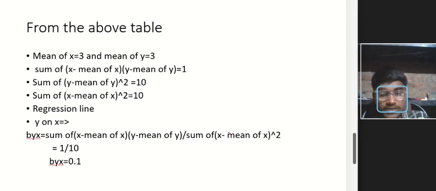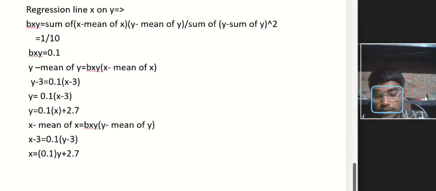So the regression coefficient byx is nothing but the sum of x minus x bar into y minus y bar, all divided by the sum of x minus x bar whole square. That is, the sum of x minus mean of x into y minus mean of y equals 1, divided by the sum of x minus mean of x square, which equals 10.